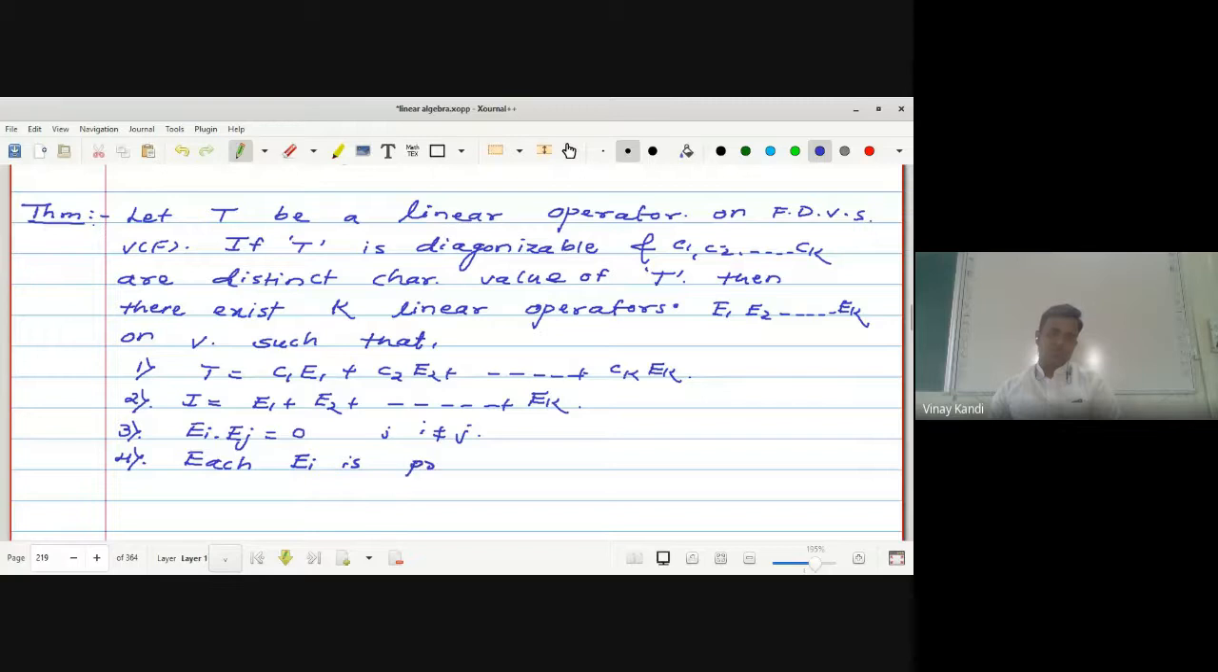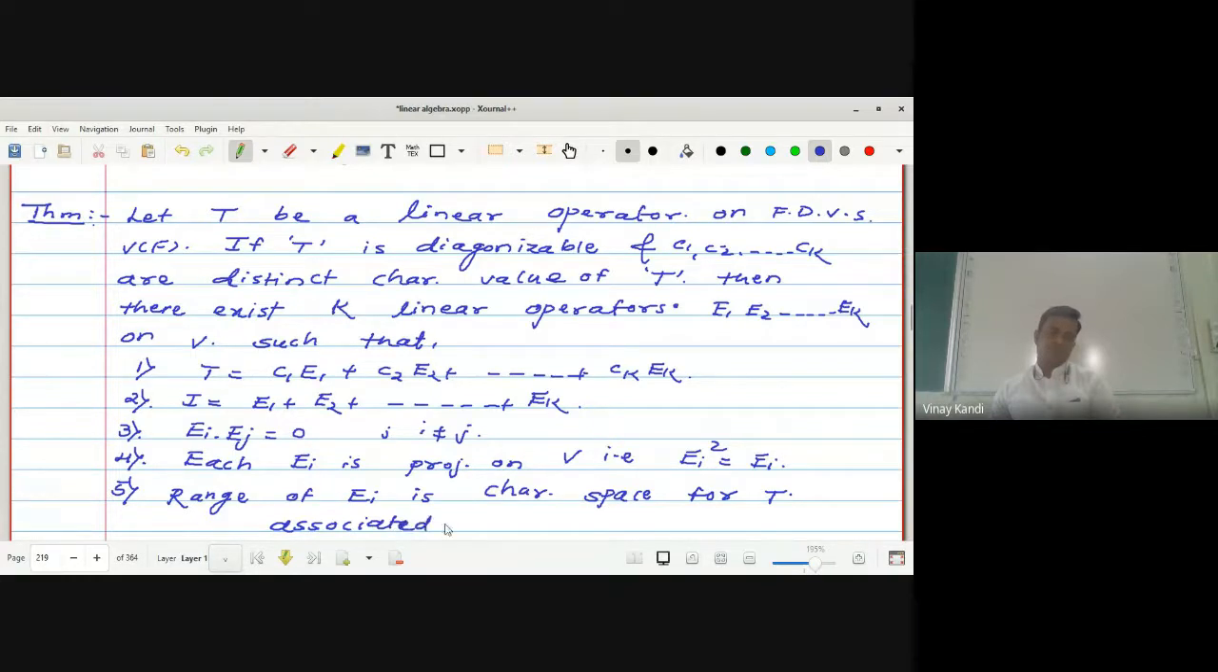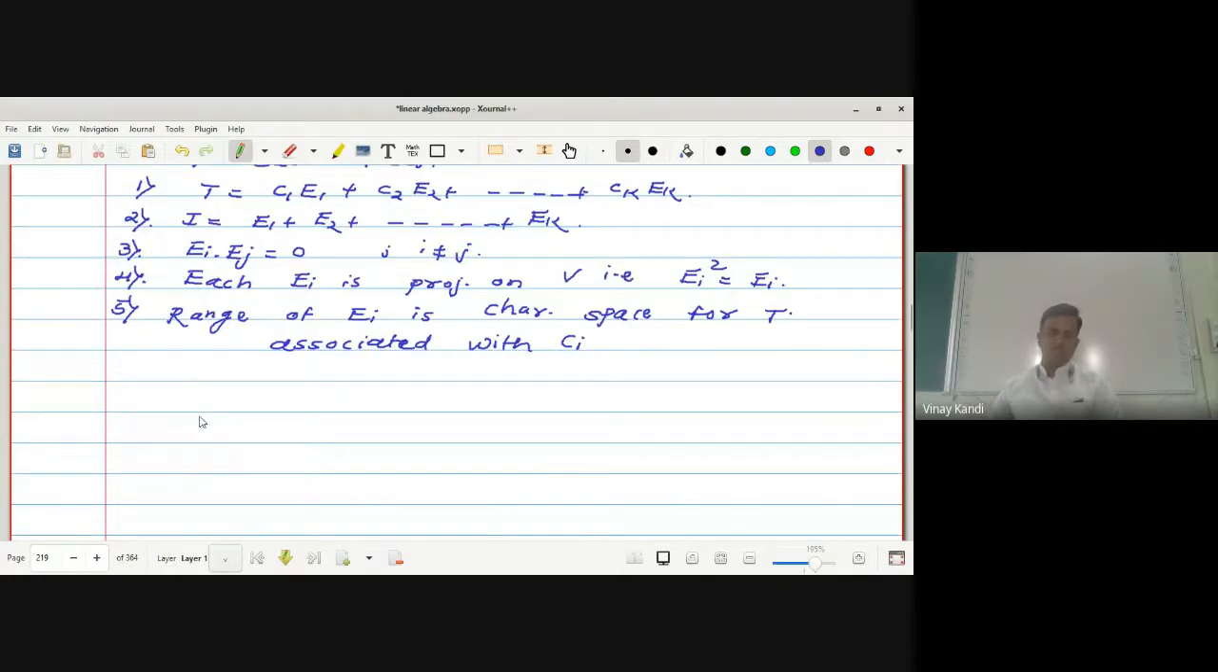Fourth one, each Ei is a projection on V, that is, Ei squared is equal to Ei. And fifth one, the range of Ei is the characteristic space for T associated with Ci.